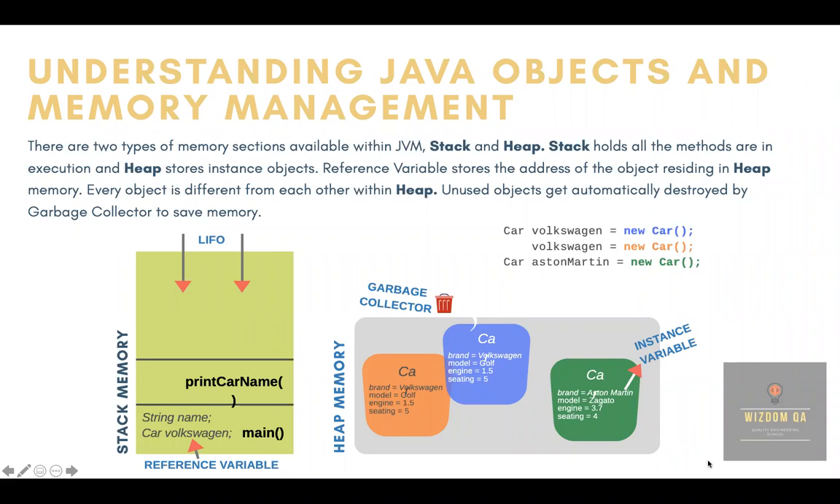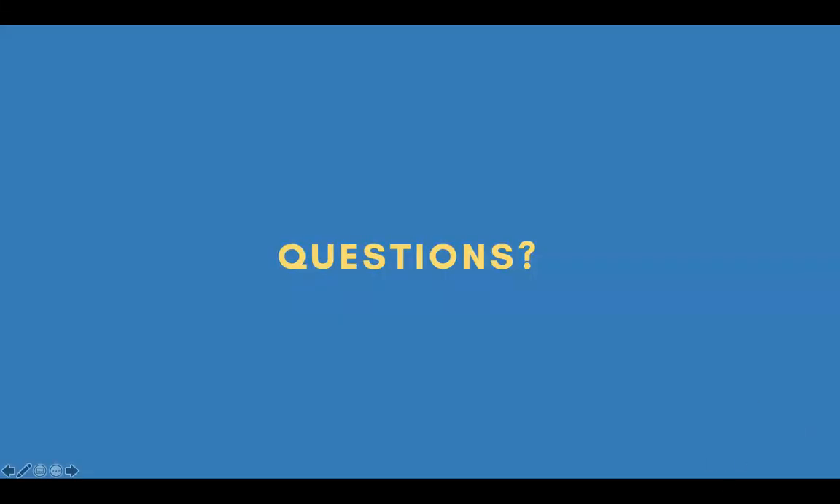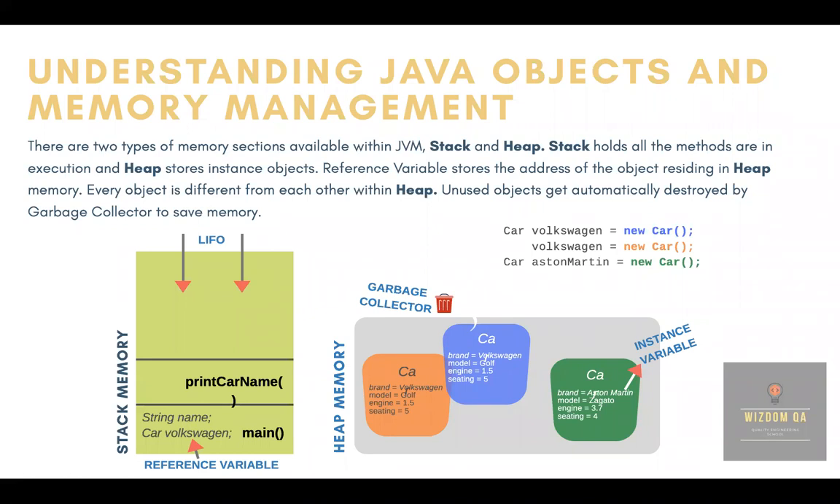There are two types of memory sections within the JVM. This whole thing I'm showing you is happening within random access memory, or RAM. We know that we have an abstraction of the JVM on top of our operating system. Within the JVM there are many sections, but two major ones. We call them stack and heap. The stack holds all the methods in execution, and the heap stores instance objects.